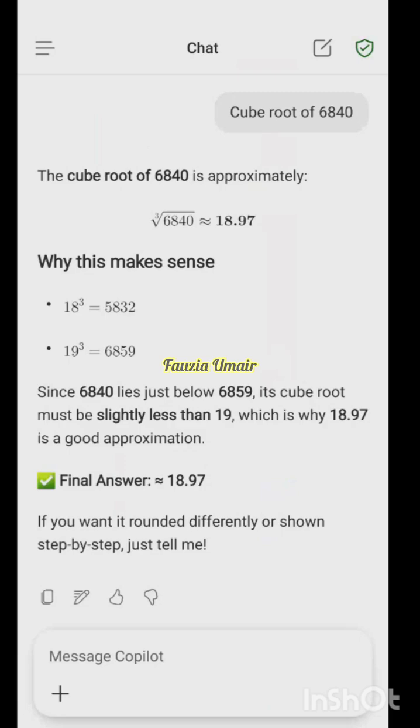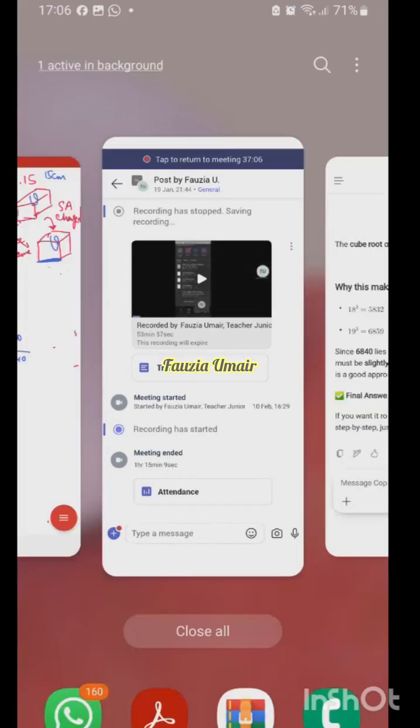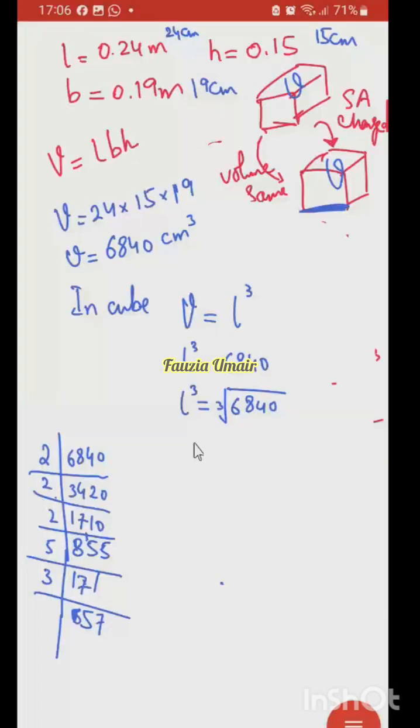So they are saying it is approximately 18.97, or you can round it off to 19. Okay? So we can say the length is 19 centimeter. Whose length is 19 centimeter? The one we get when we mold this cuboid to make a cube, its length is approximately 19 centimeter. Okay beta, this was a difficult question.